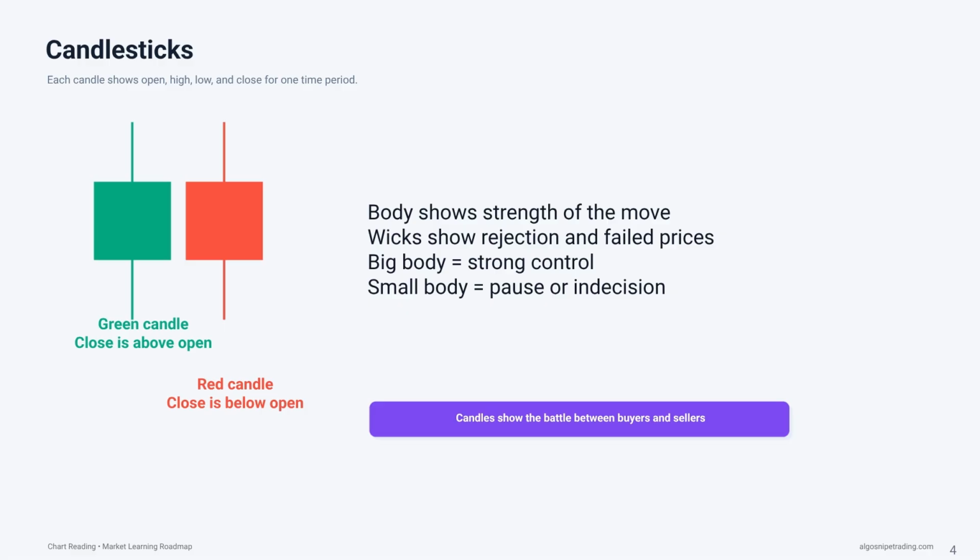The wicks show rejection and failed prices. For example, if price pushed higher but then came back down, the upper wick shows sellers rejected that higher price. If price dropped lower but then came back up, the lower wick shows buyers defended that lower price. Main idea: candles show the battle between buyers and sellers. When traders understand candle bodies and wicks, they can better understand momentum, rejection, and possible turning points.